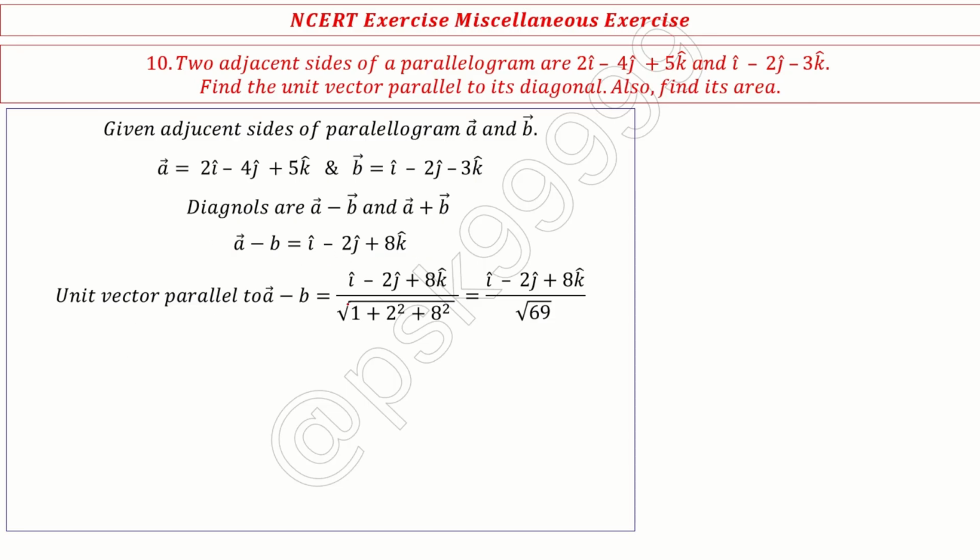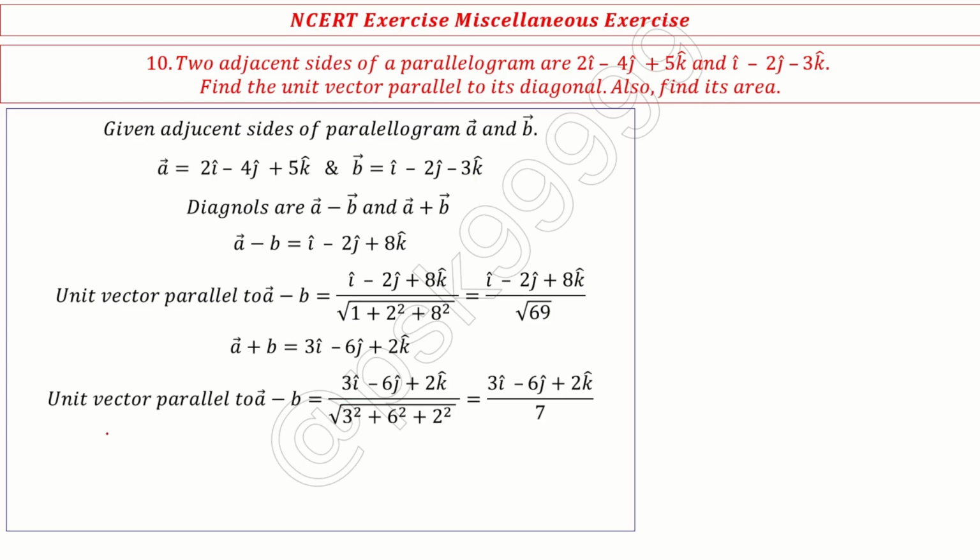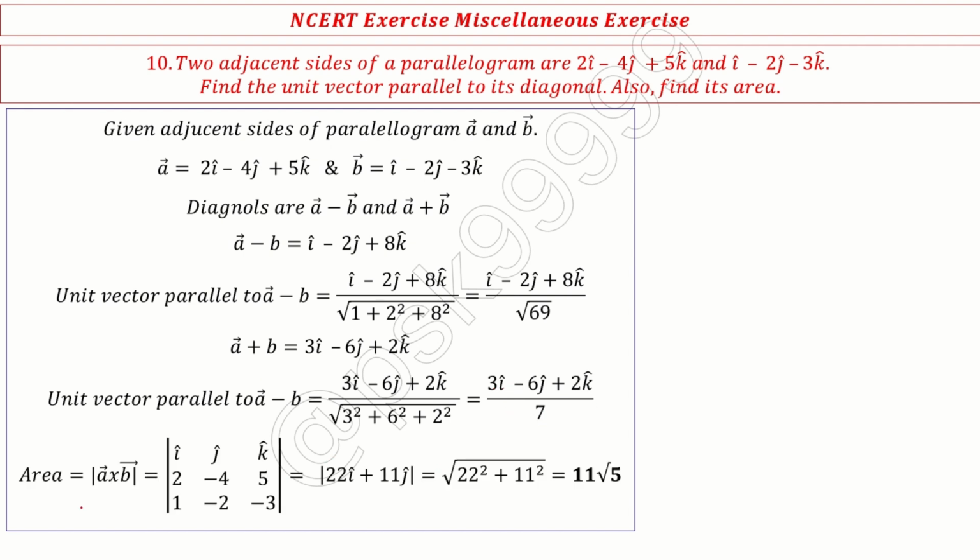So this is the A minus B value. The unit vector parallel to A minus B is this value. You just divide by the magnitude. A plus B is this one, and the unit vector parallel to A plus B is (3i minus 6j plus 2k) divided by 7. Now area is simple, with the vector product you can get it.